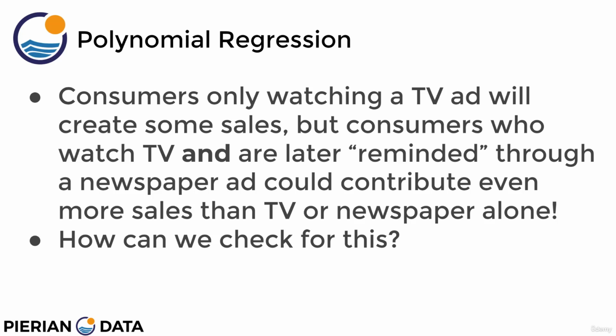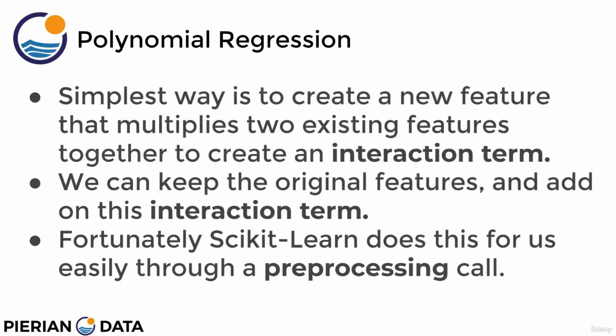So how can we quantitatively check if there's a synergy between multiple features, if there's actually an interaction between them that is greater than the sum of their parts? In this case, the simplest way to do that is to simply create a new feature that multiplies two existing features together to create this interaction term. We can also keep the original features. I can create the feature of the interaction term while keeping x1 and x2.